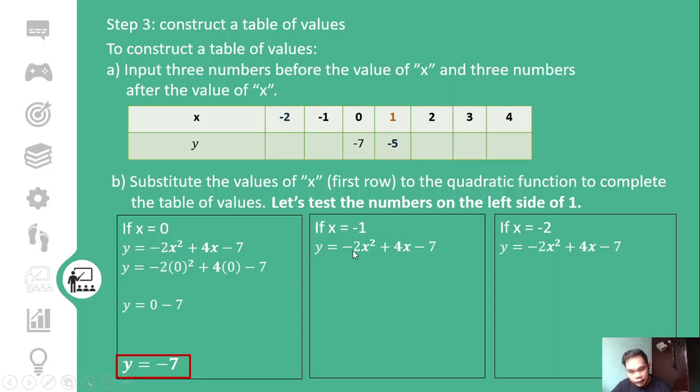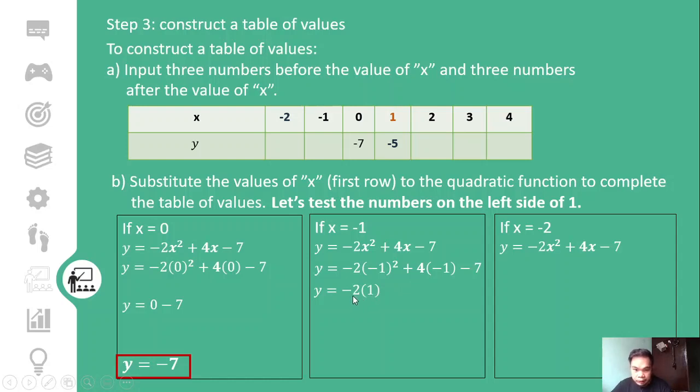Next, let's have -1. So let's have y equals -2 times -1 raised to 2 plus 4 times -1 minus 7. -1 raised to 2 is equal to +1.